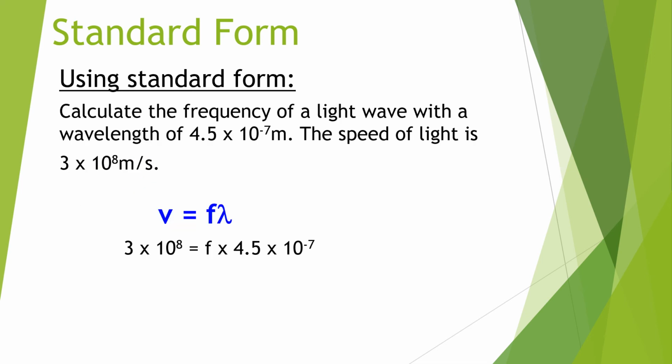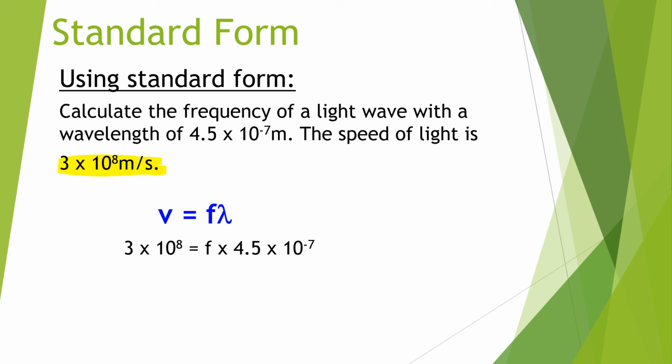Let's look at an example now then. This is a very typical question that you might get on a GCSE paper in the wave section. We're asked to calculate the frequency of the light wave with a wavelength of 4.5 times 10 to the minus 7 meters, and the speed of light is 3 times 10 to the 8 meters per second. Now it's important to note that you're actually expected to know this, particularly if you're doing higher tier.